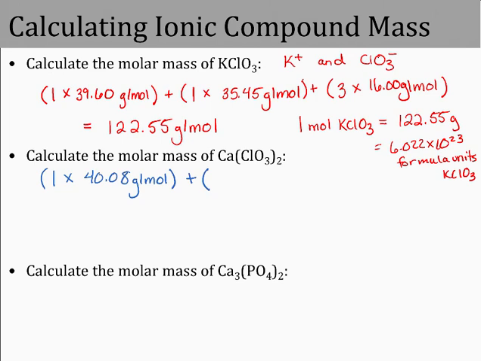Now, how do we determine how many chlorines and oxygens we have? We have 2 of these chlorate ions. So what I'm going to do is multiply each of the elements in the parentheses by 2. So that means that we have 2 chlorines, and they both weigh 35.45 grams per mole. And then we also have 6 oxygens. So if chlorate has 3 oxygens and we have 2 chlorate ions, that means we have a total of 6 oxygens.